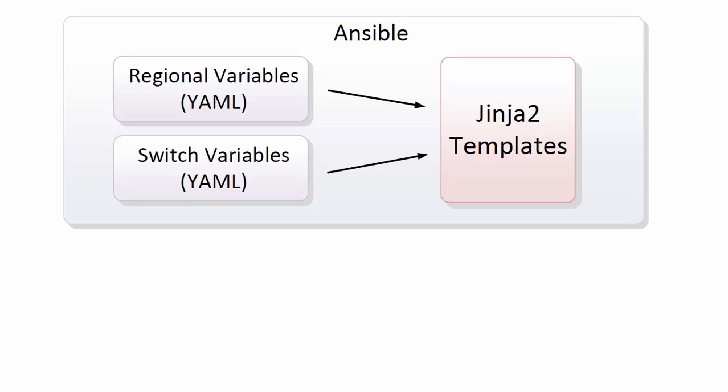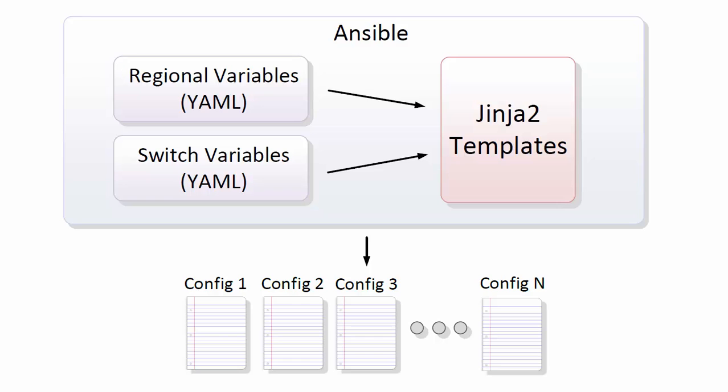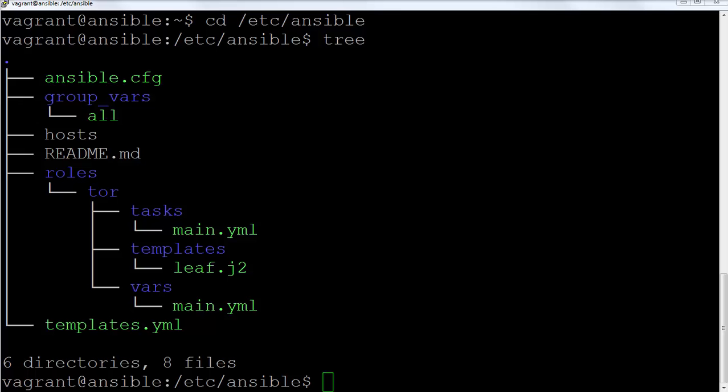When the playbook is run, variables are inserted into the templates and the configurations are output. In our case, we have it set up to output to /temp. Now that we've had a look at the components, let's jump in and look at these pieces in more detail.